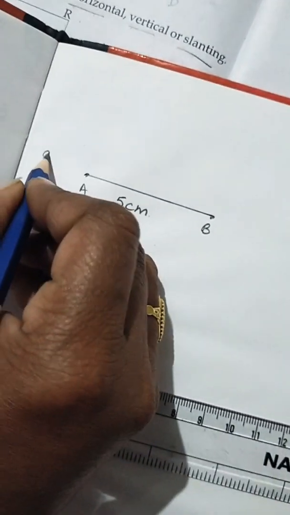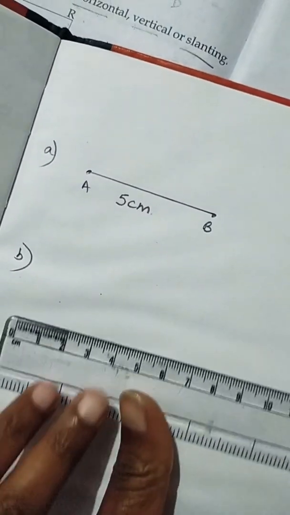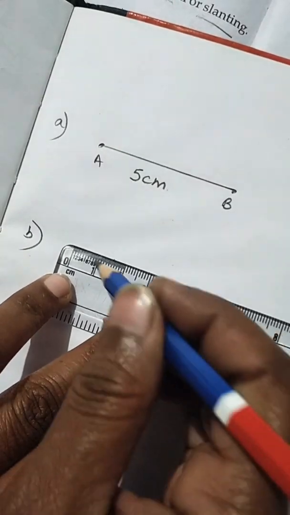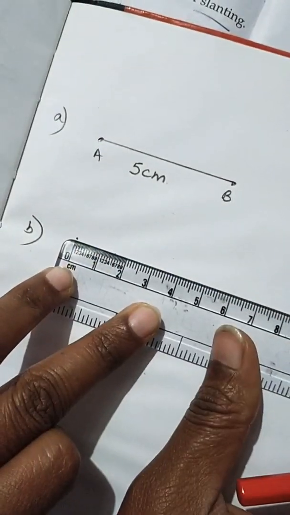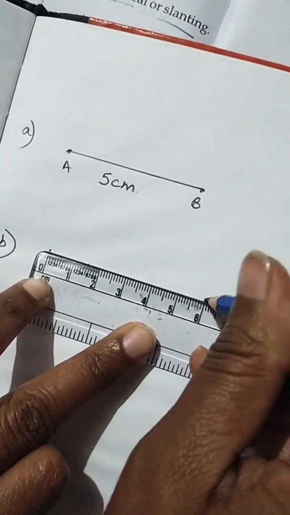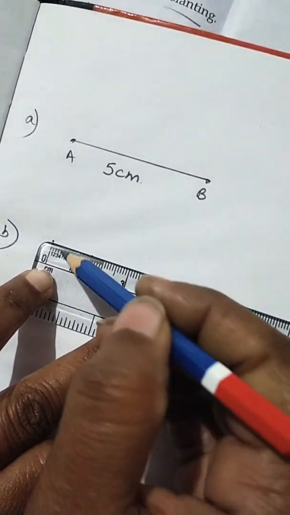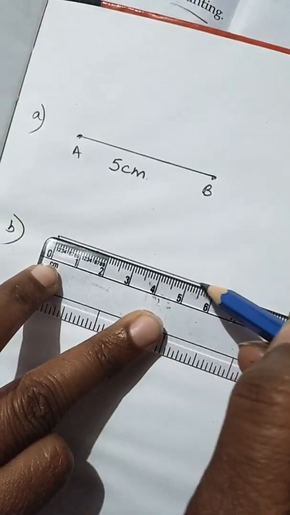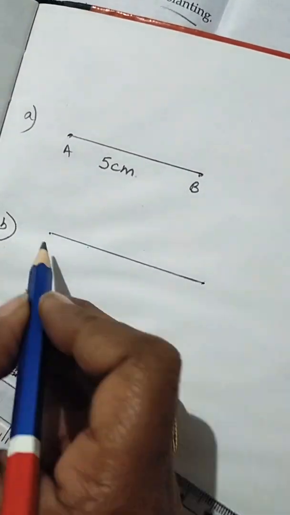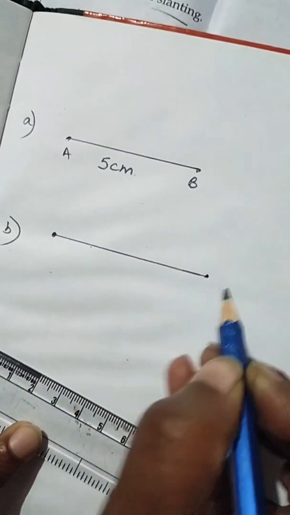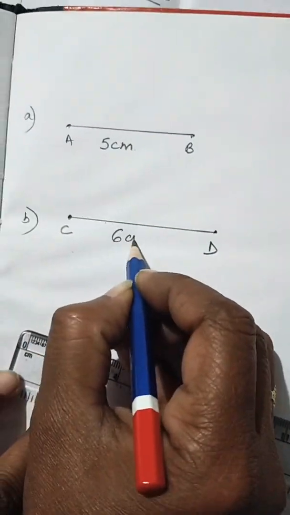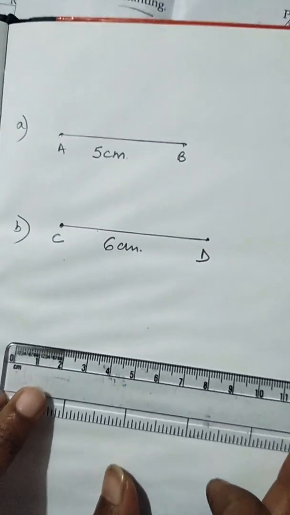In the same way, we will draw part B. The line segment there is 6 centimeter. So here from the 0 we will draw the starting point, and the length is 6 centimeter. So here on the scale you can see 6 is there, so you can put a dot here, and after that you join these both dots. Now the length of this line segment is 6 centimeter. So here we will draw the ending points, and we will give the name CD. The length of this line segment is 6 centimeter.